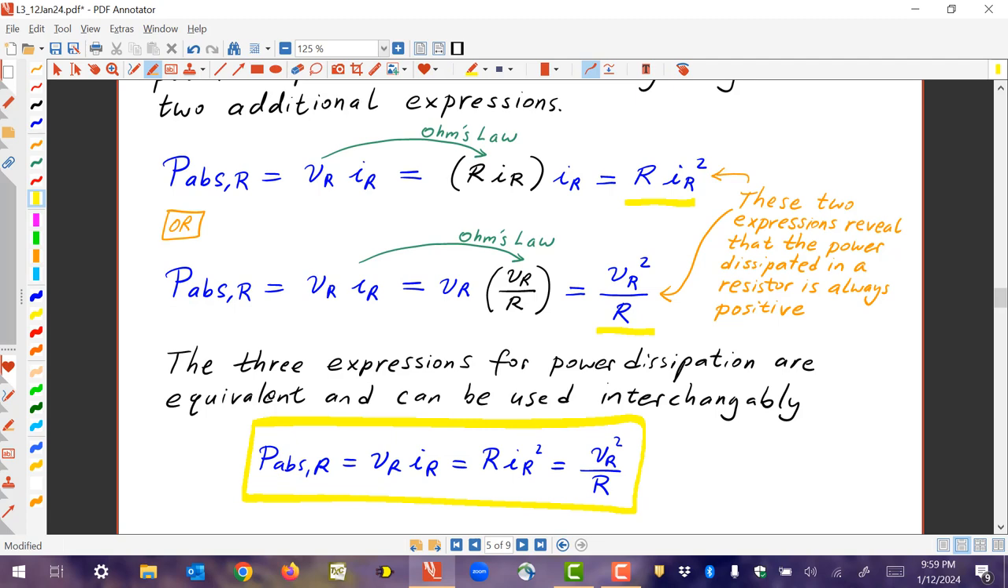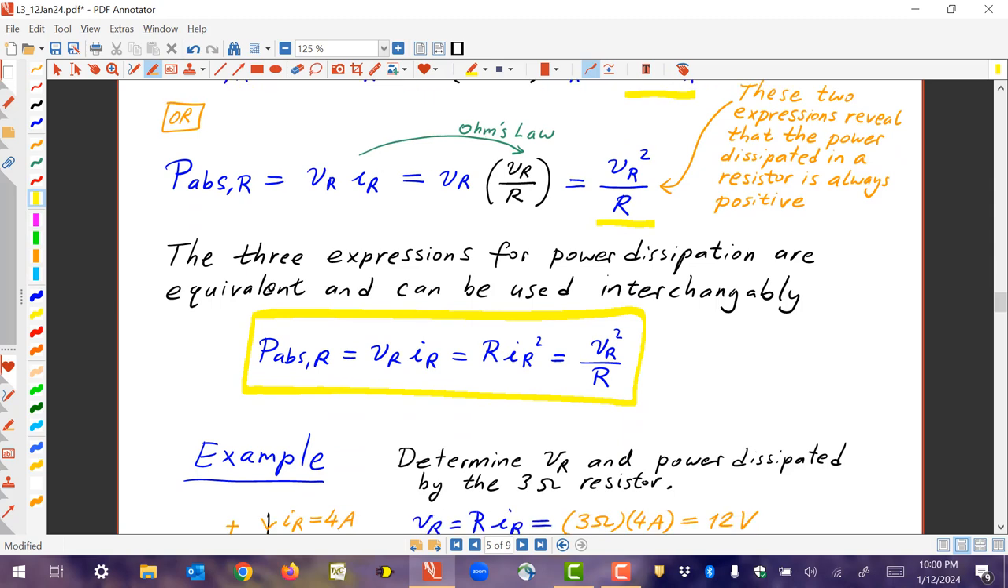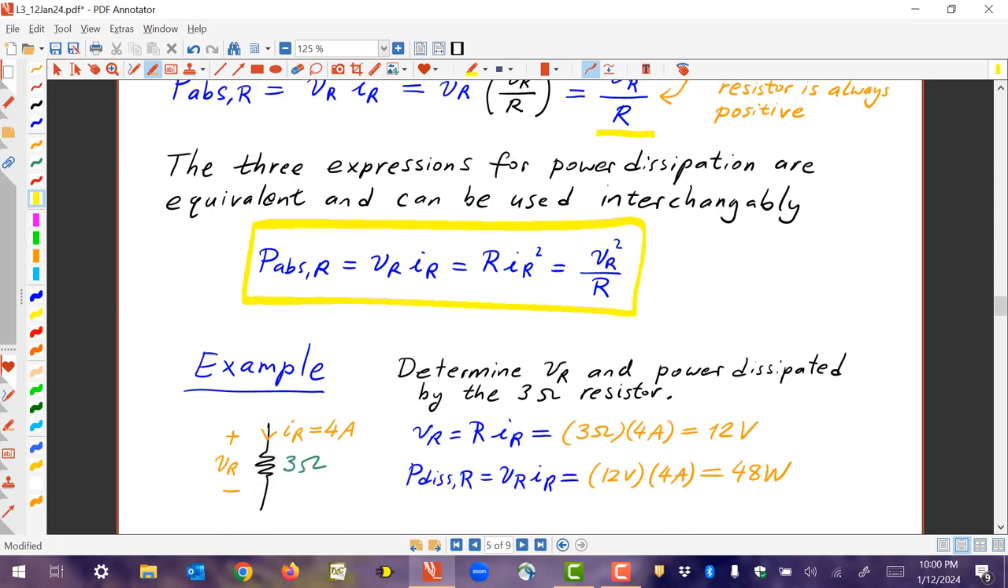So let's go and look at some simple calculations. For example, let's say we have a 3-ohm resistor, and the current through it is 4 amps. What's the voltage? What's the power dissipated? Well, since we know the current, by using Ohm's law, VR is R times IR. IR is 4 amps, that's given. 3 ohms is given. If you multiply them, you get 12 volts. The voltage across the resistor must be 12 volts. What's the power dissipated? Well, VR times IR. IR is 4, VR we just calculated, 12 volts, you get 48 watts. So 48 watts is dissipated in the resistor as heat.